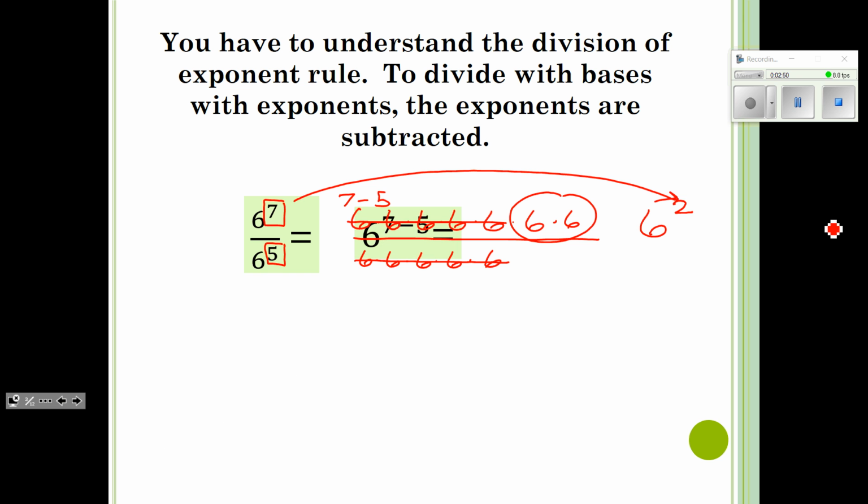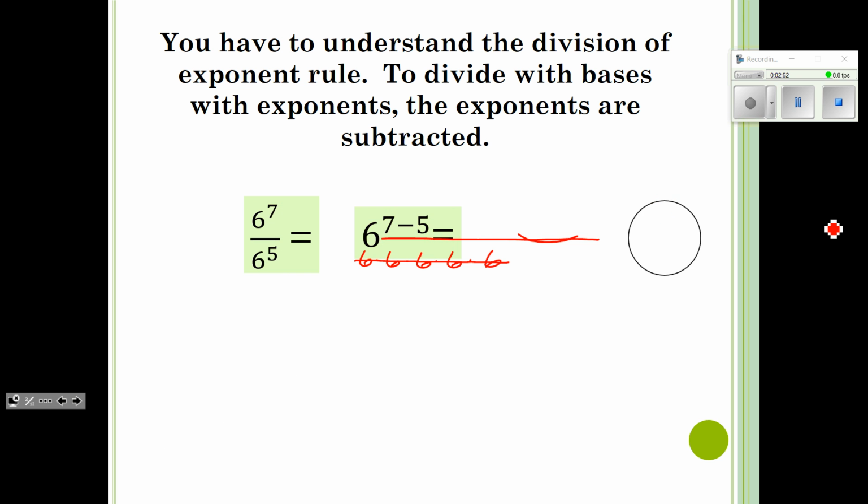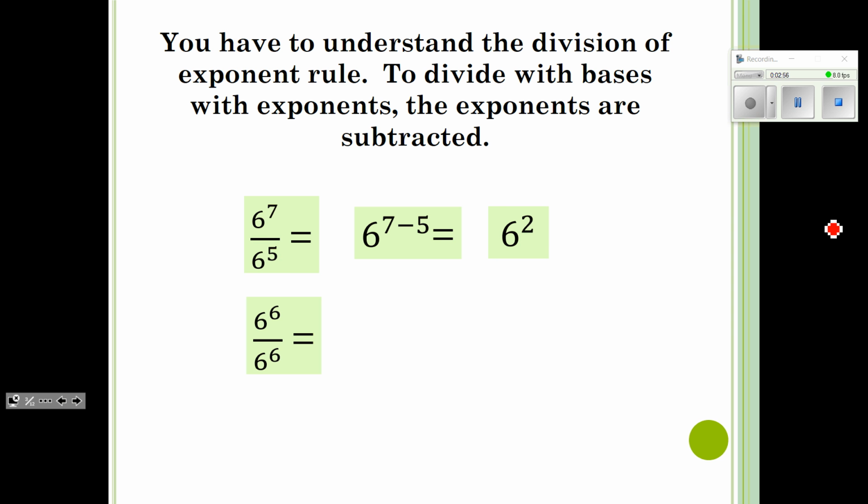So if we were to have 6 to the 6th power divided by 6 to the 6th power. If you think back to the rule that we just said, we took our exponents right here and we subtracted 7 minus 5, and that equaled 2. Well, if we take the exponents here and we subtract them, we would have 6 minus 6 equals 0. So that would be 6 to the 0 power.